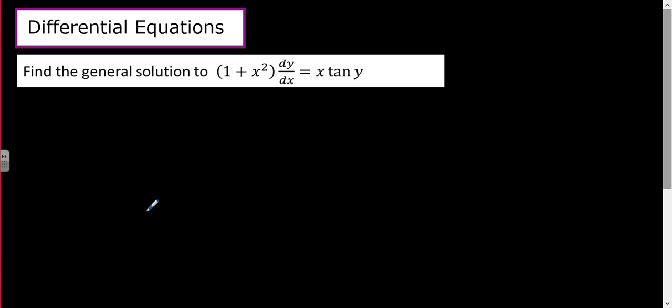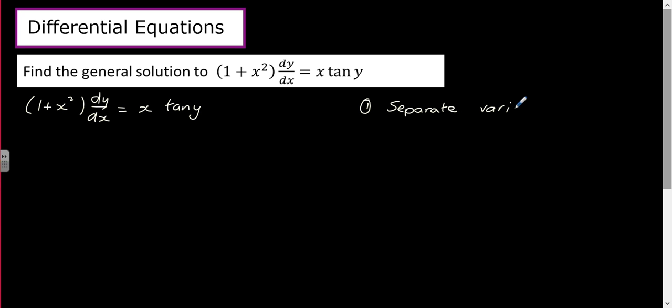Okay, so as is my wont, I always rewrite the question: 1 plus x squared dy by dx equals x tan y. Now, I forgot to write step 2 on the previous slide, but I will put it in this time. So, again, step 1, separate those variables. Okay, now I hope you're kind of trying this along with me. We're going to separate those variables. We want everything to do with y on the left-hand side. We want everything to do with x on the right-hand side. So I can see that we can divide both sides by tan y.